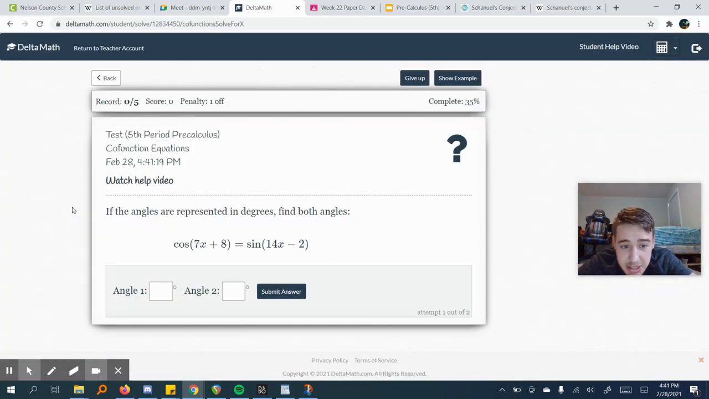If angles are represented in degrees, find both of them. So this is the cofunction thing put into practice. We know that the sum of two angles that are equivalent up to the cofunctionness, you know what I'm trying to say, add up to 90. So cosine of theta is going to be sine of 90 minus theta, whatever that theta is, even if it's represented as an equation involving the letter x.